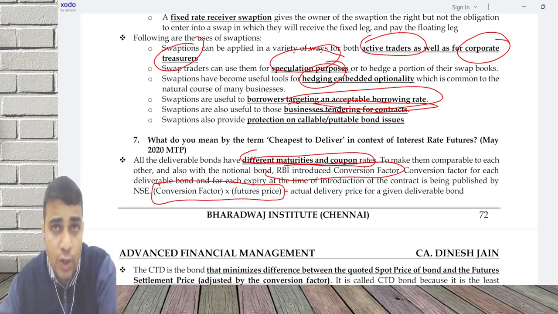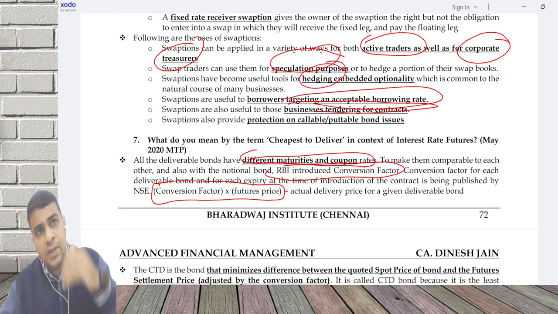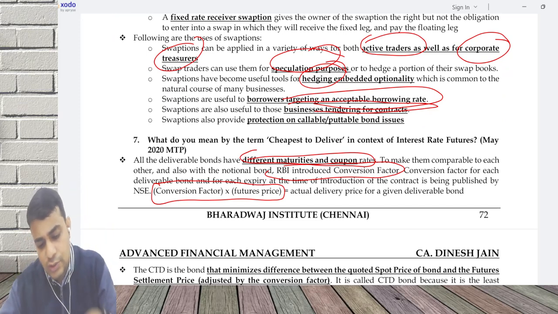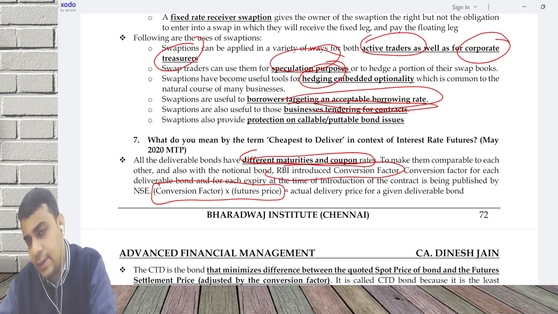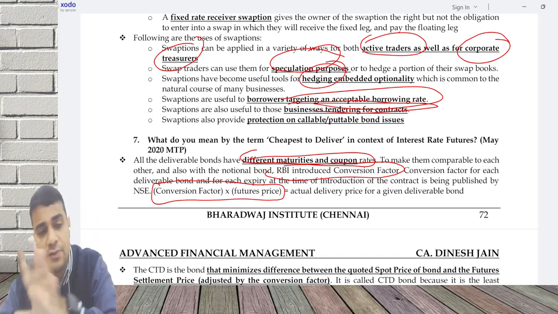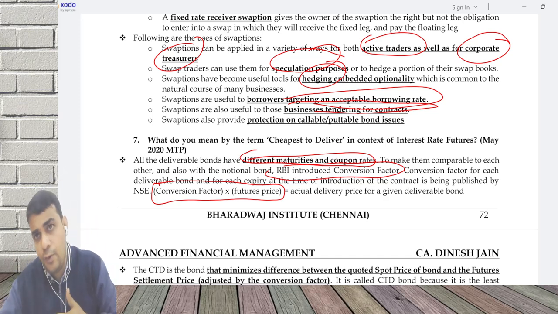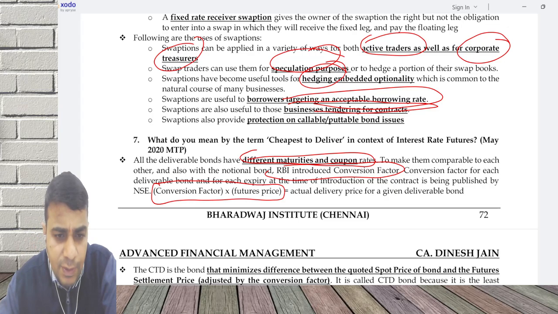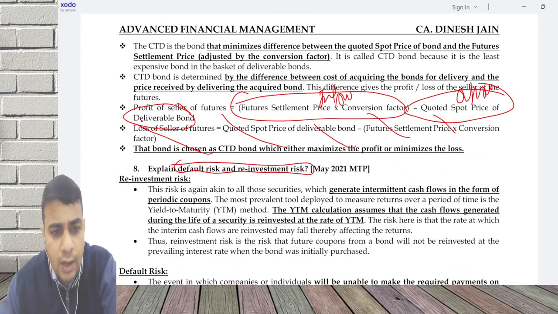Cheapest to deliver bond: I am a seller of the future. The other guy is saying, please give me the bond. So I'll go ahead and buy the bond from the market at the spot price and give delivery. When I give delivery, the delivery will have a conversion factor. So conversion factor into futures price is my inflow. What I buy is my outflow, and that will give me profit or loss.